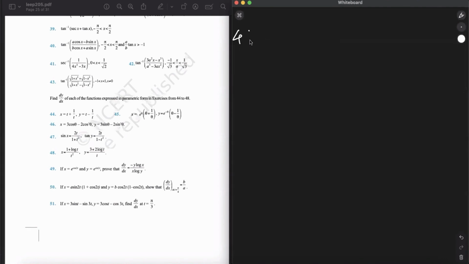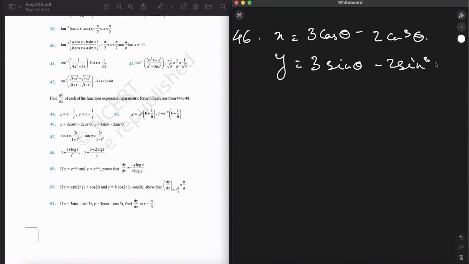So moving on to question number 46. It has been given to me that x is equal to 3 cos theta minus 2 cos cube theta, and y has been given to me as 3 sin theta minus 2 sin cube theta. Alright.